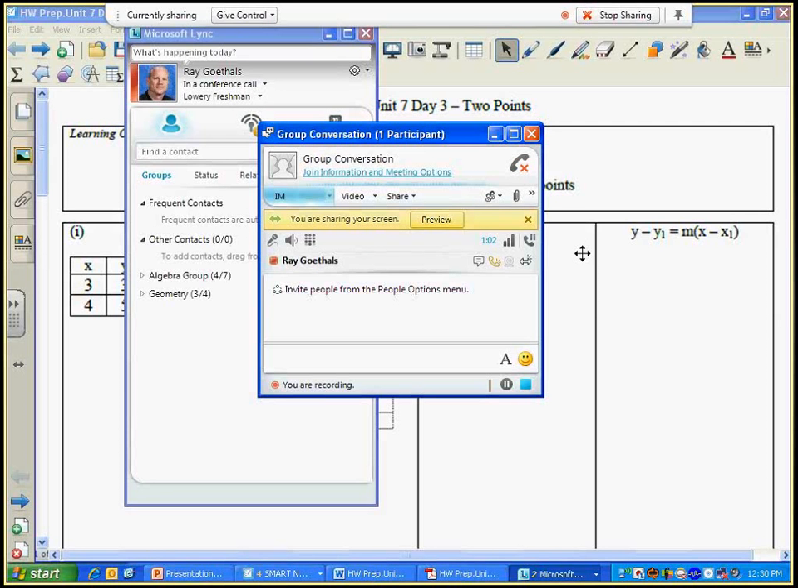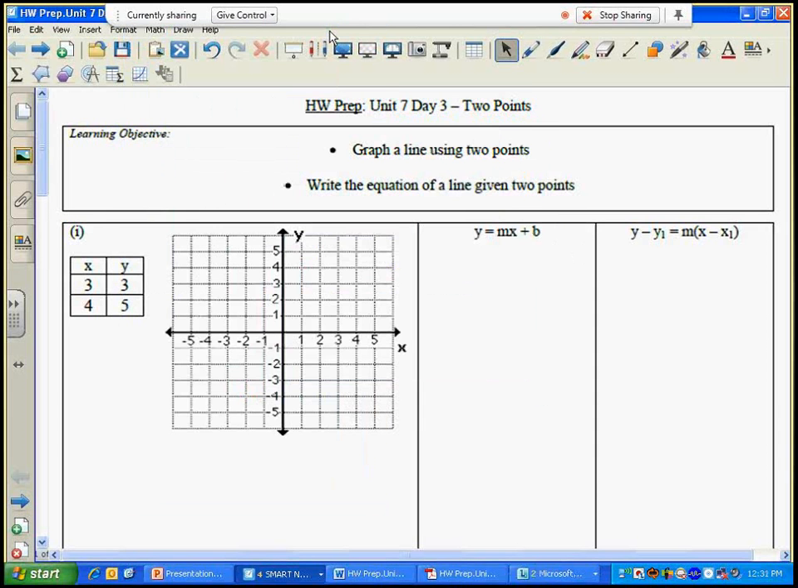Okay, Unit 7, Day 3 homework prep. Take a moment to write down your learning objective. Graph a line using 2 points. Write the equation of a line given 2 points.